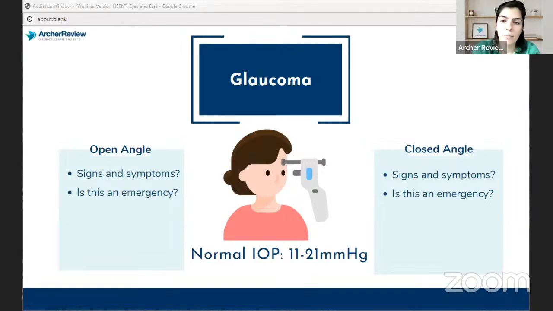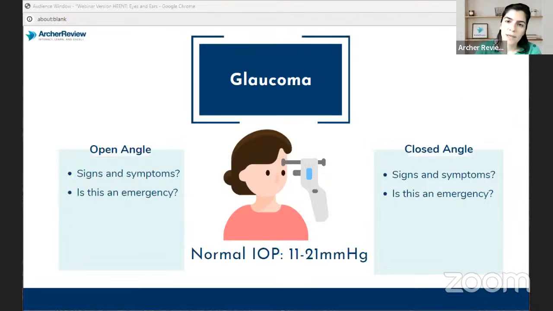It's slow developing. And oftentimes, a lot of patients will not even know that they have glaucoma because they won't have any symptoms until it's gotten pretty advanced. So again, our job in primary care is to make sure that they're going to their routine exams and they're having their eye pressure checked, right?